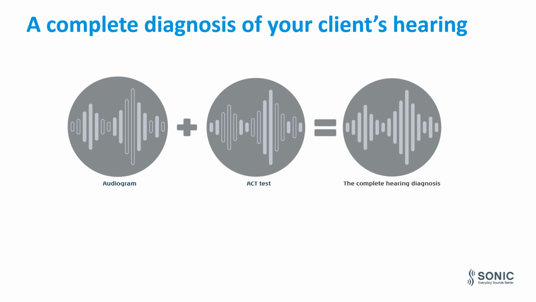That is why, together with the audiogram, which measures the quantity of hearing ability, ACT measures the quality of hearing in a real-world situation with lots of sounds all around. So with both combined, you get a complete diagnosis of your client's hearing. In a sense, the audiogram is used as a foundation for prescribing the appropriate amount of amplification, whereas ACT can serve as a foundation for prescribing the appropriate amount of support in noise.